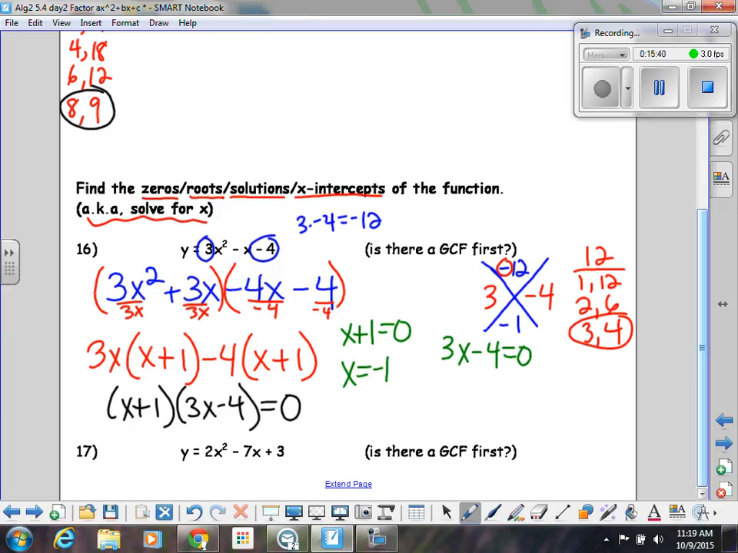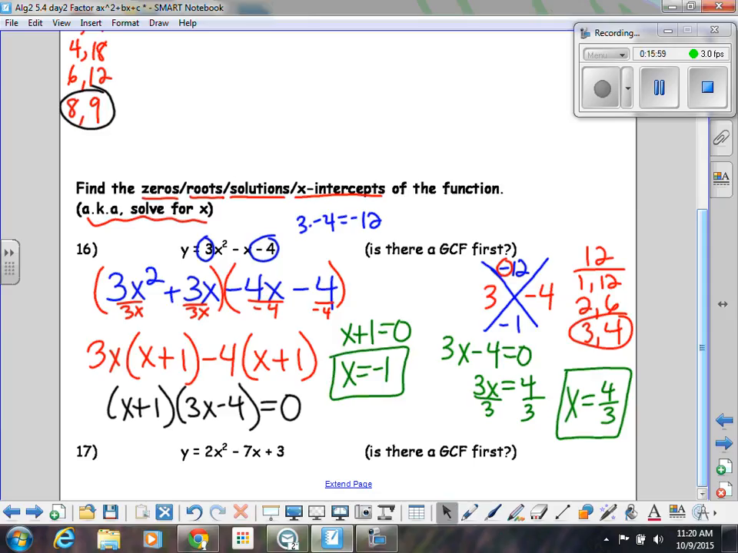So I'm going to add the 4 first. So that gives me 3x equals positive 4. Then I'm going to divide by that 3. So this has 2 steps to it in order to get x equals 4/3. And don't let that fraction scare you. It's okay to have a fraction as an answer. All right, but the point is we got 2 different answers.